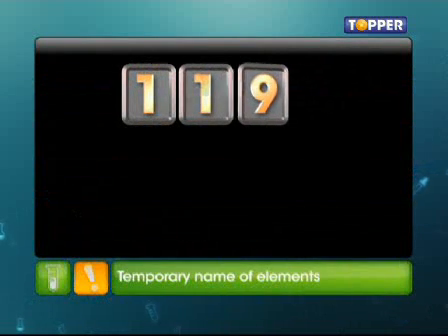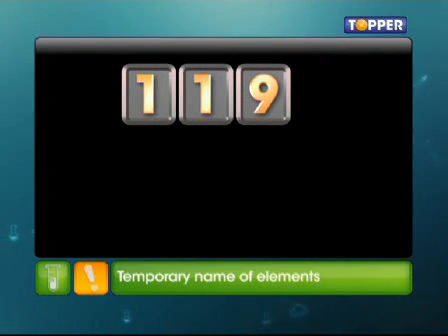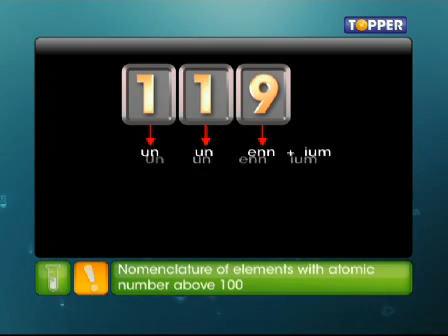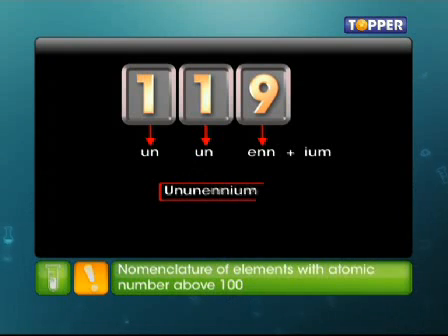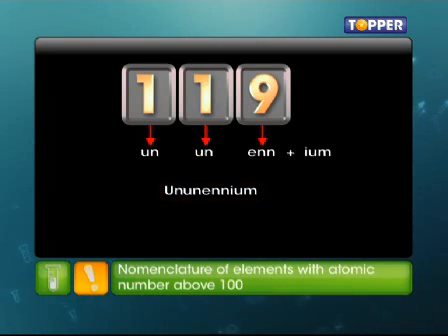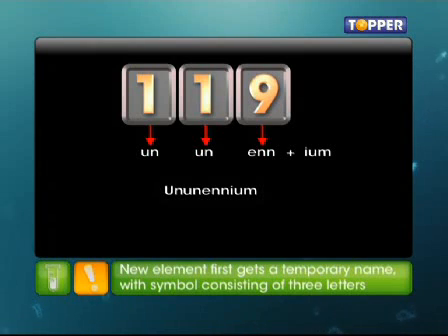Let's try naming an element with atomic number 119. According to our table, the roots for 119 will be un, un and enn respectively. Finally, ium is added at the end. So the temporary name for this element would be ununennium. And what would its chemical symbol be? The first letter is written as a capital letter. The symbol consists of 3 letters derived from the roots. Hence, for ununennium, the symbol will be Uue.